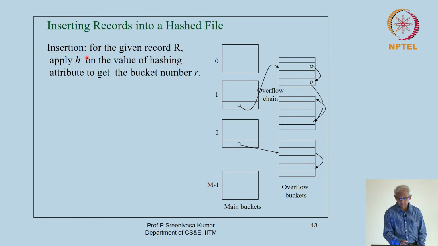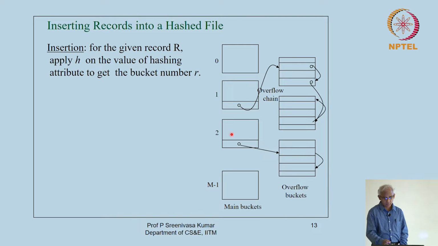So why do we need overflow chains? We'll see that. Given some record, you have the value of the hashing field. Apply the hash function on that hashing attribute value, and then you get a bucket number. Go to that bucket number. The disk pointers of all these buckets will be stored in the file header. So for bucket number i, you know the disk pointer, so you get hold of this bucket and then go and insert. So there are two possibilities here.